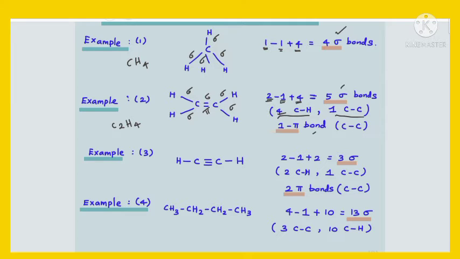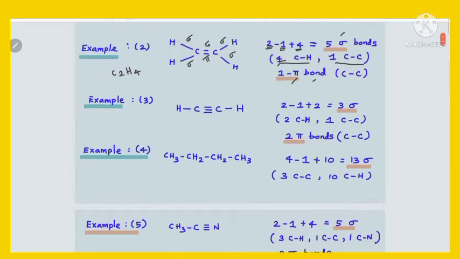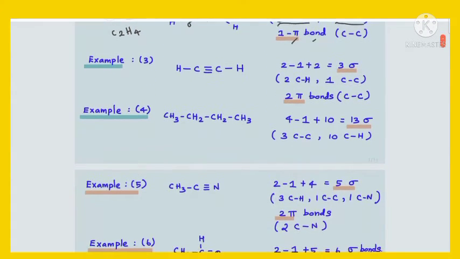And between the carbon atoms there is a double bond, among which one is a pi bond. So there is only one pi bond, which is between carbon and carbon. Likewise, we can calculate for other molecules.